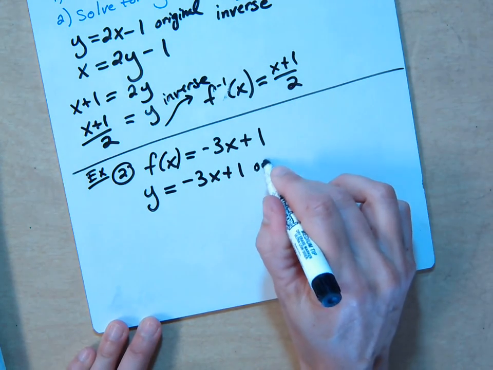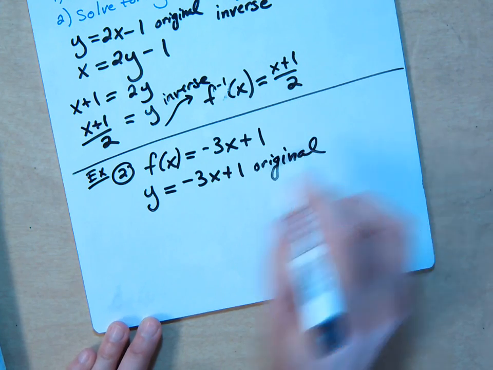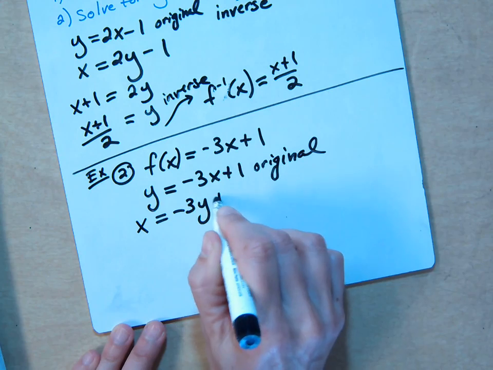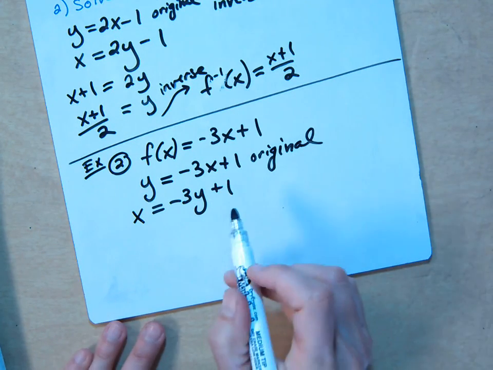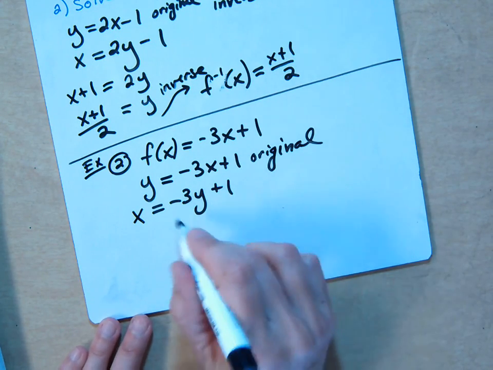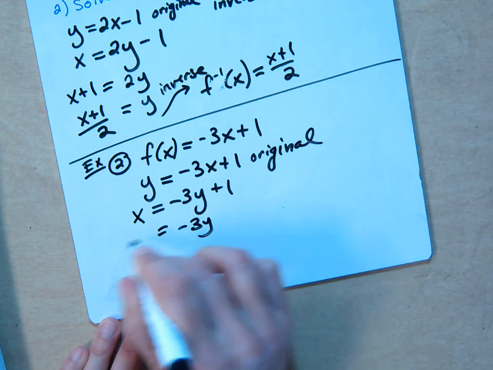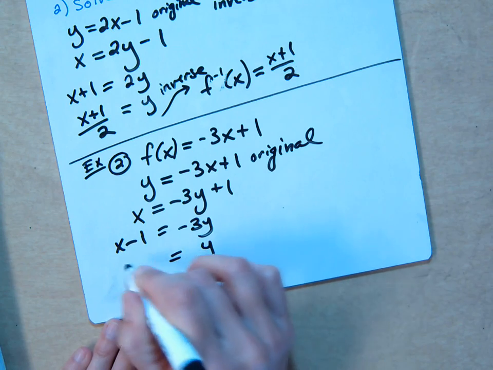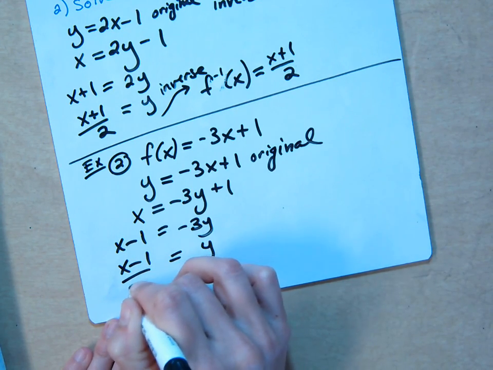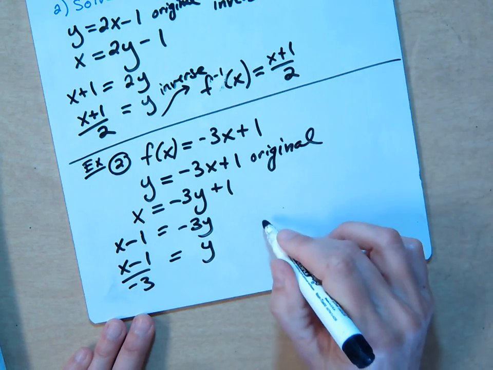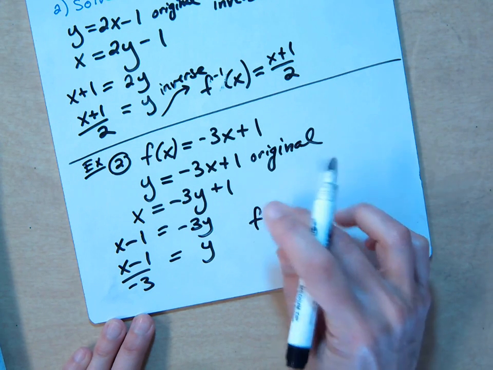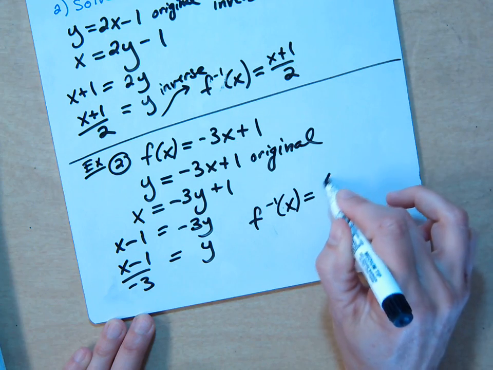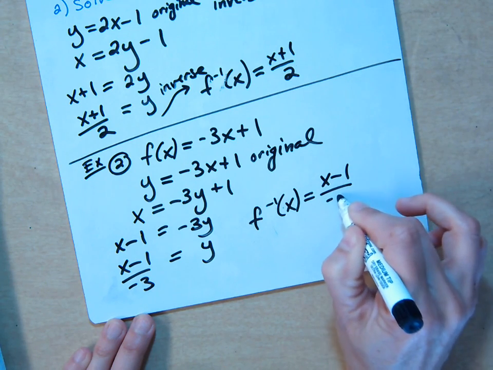This is the original. Then we switch x and y, so x equals negative 3y plus 1. Solve for y, subtract 1 from each side, and divide by negative 3. And so the inverse is f inverse of x is x minus 1 over negative 3.